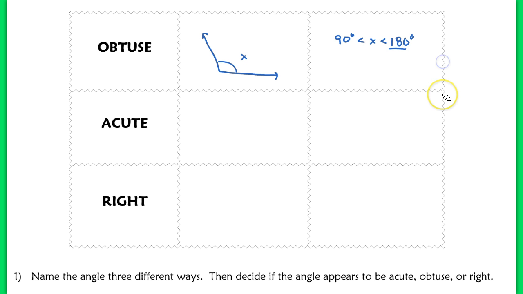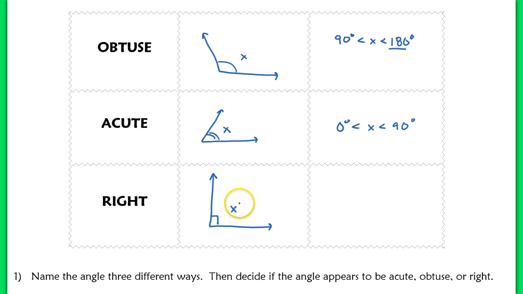Now an acute angle is an angle whose measure is between 0 and 90 degrees. So if x is between 0 degrees and 90 degrees, we call that an acute angle. And finally we have a right angle. So a right angle is an angle whose measure is exactly 90 degrees. So if x here is exactly 90 degrees, then we call this a right angle. And you can see I drew in this box here.